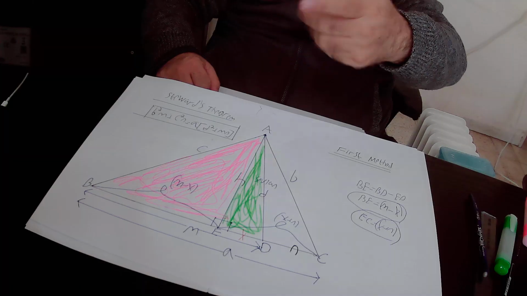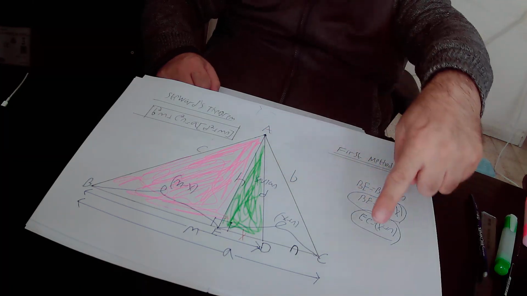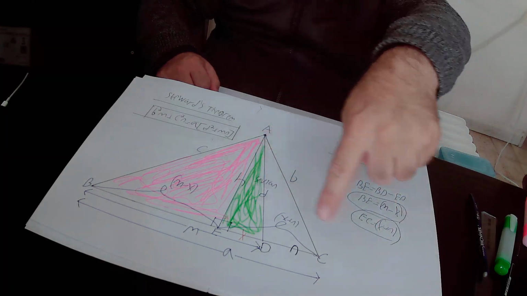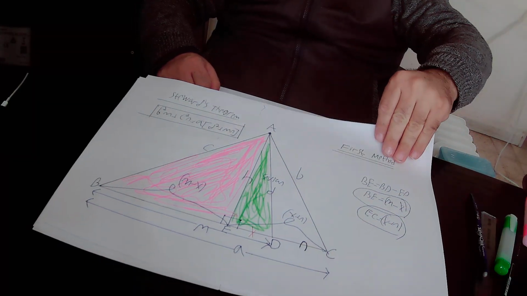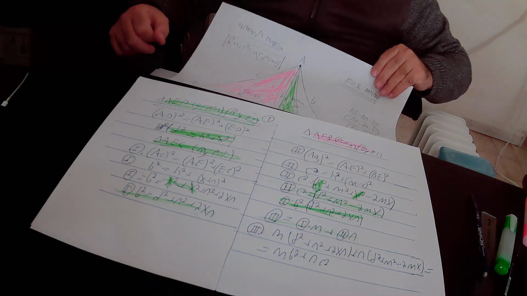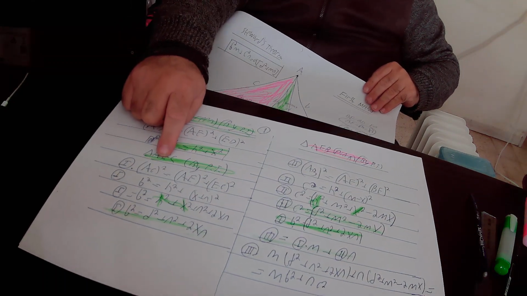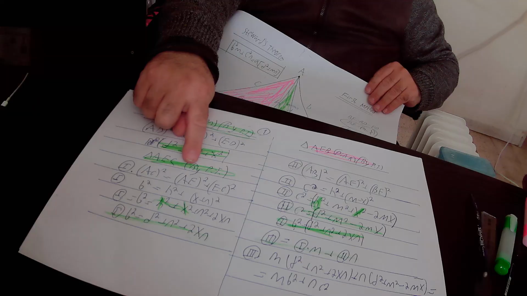Then we implemented the Pythagoras theorem on the right triangle AEC. According to the Pythagoras theorem, in the right triangle AEC, AC square equals AE square plus EC square.